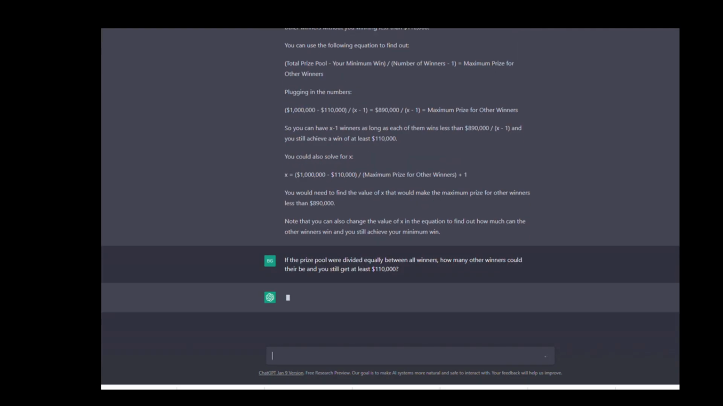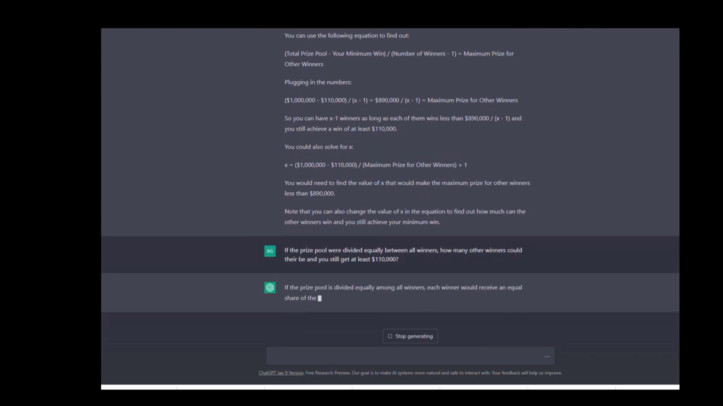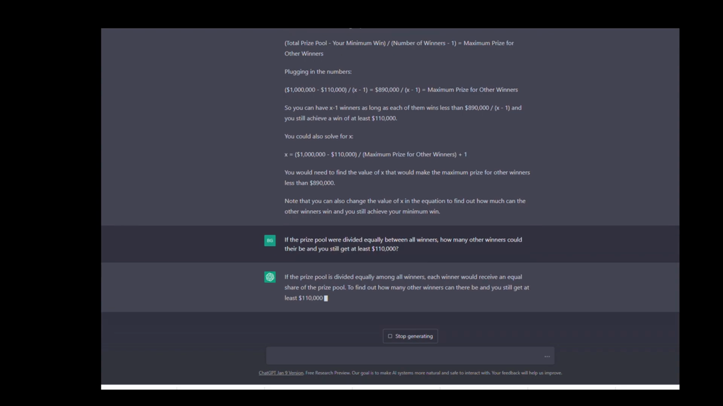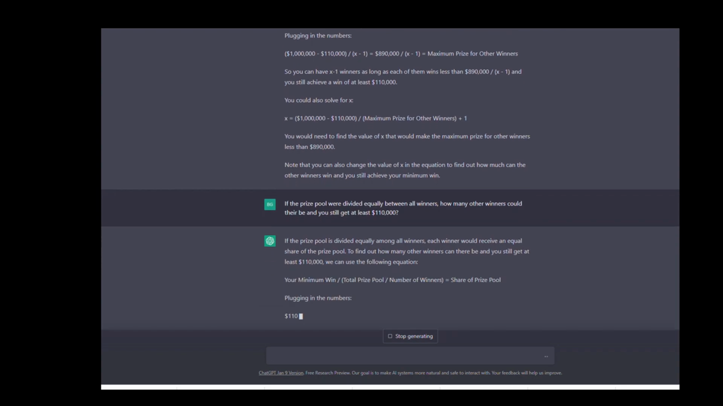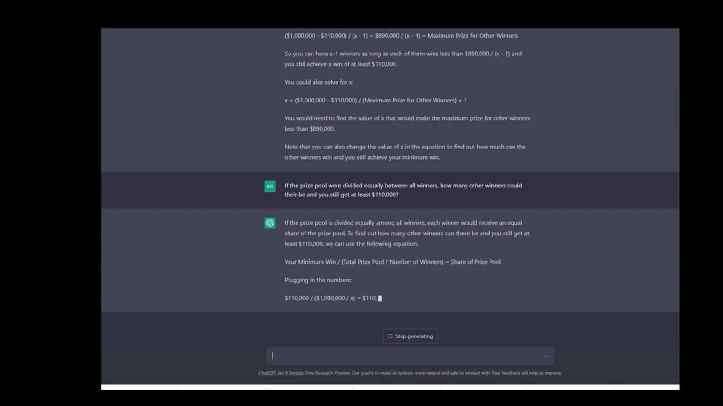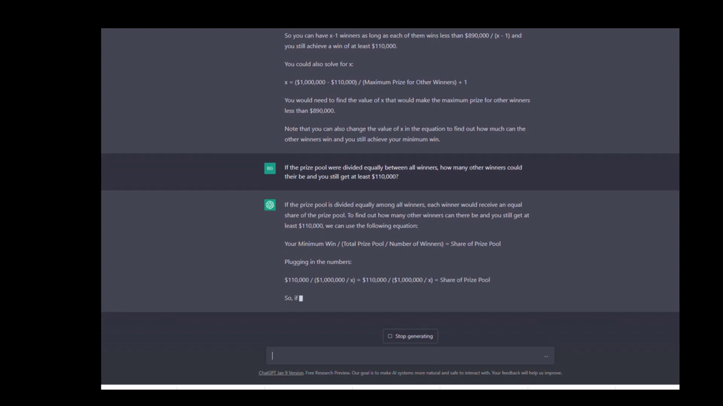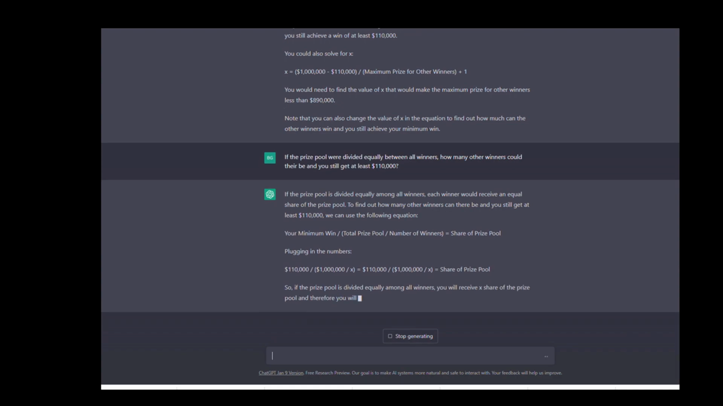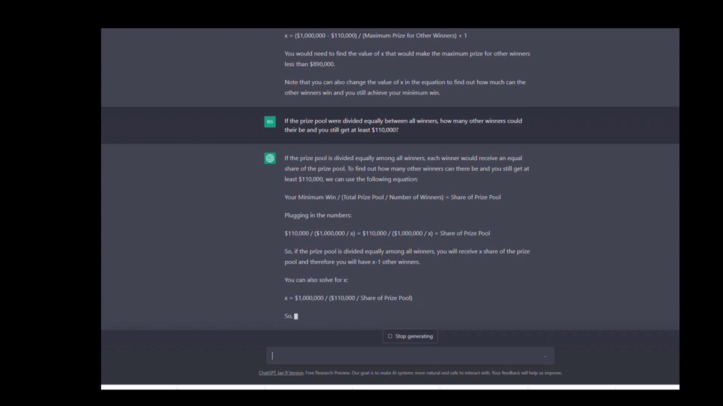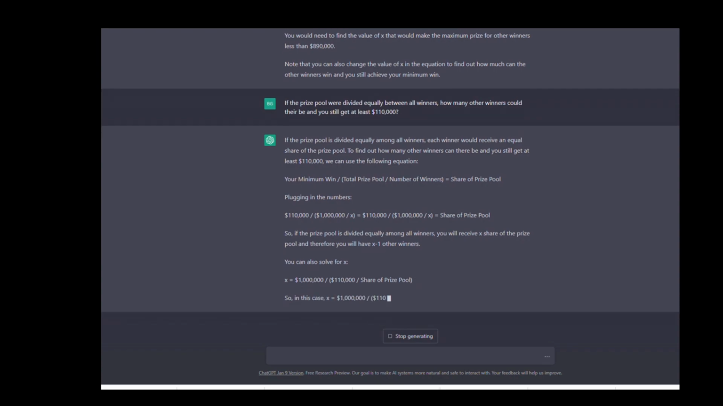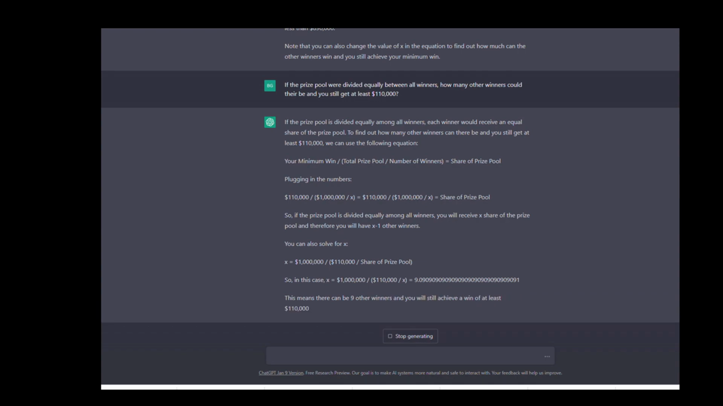If the prize pool were divided equally between all winners, how many other winners could there be and you still get at least $110,000? If the prize pool is divided equally among all winners, each winner would receive an equal share of the prize pool. To find out how many other winners there can be and you still get at least $110,000, we can use the following equation. Your minimum win / total prize pool / number of winners equals share of prize pool.